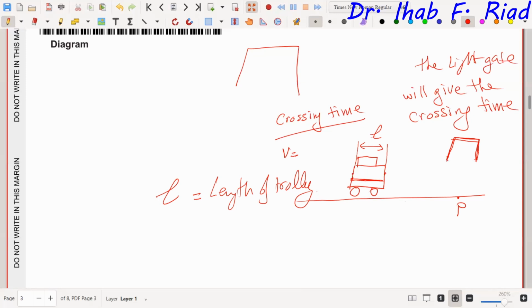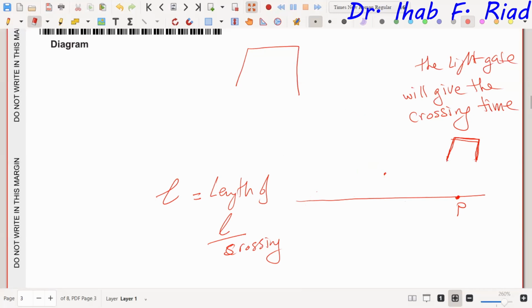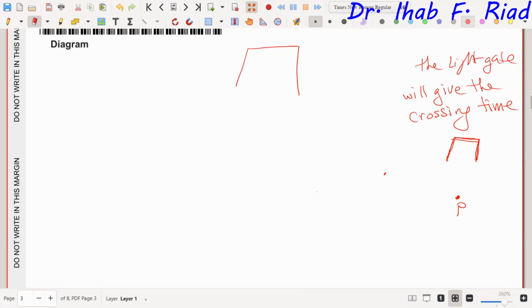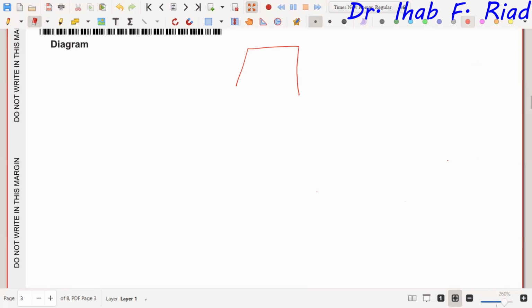So the velocity at this point is L divided by the crossing time. Do you know now how to use a light gate? Yes, I do. Okay, good. I think in the first chapters of mechanics, they tell you something about the light gate and how to use them to time the motion. Just go and have a look at them. In the first 2 chapters in mechanics or something like this, he's going to tell us how to use a light gate.